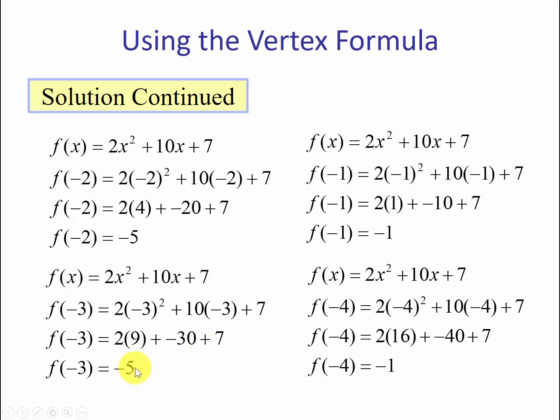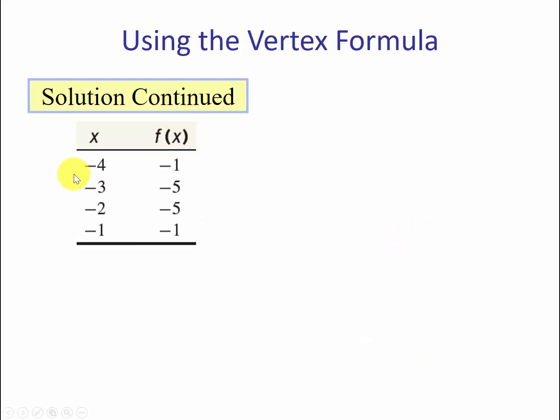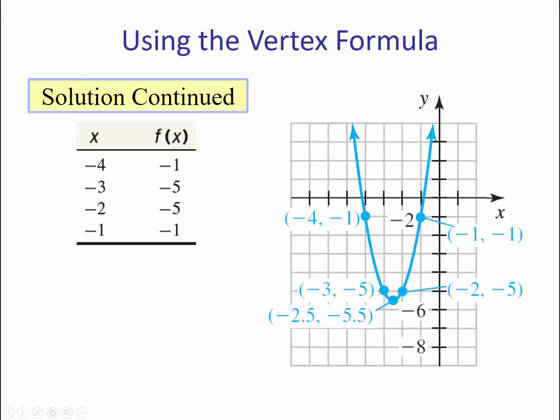And again, here we can see the symmetry in this parabola. With an input of negative 4, negative 3, negative 2, negative 1, I get the corresponding outputs negative 1, negative 5, negative 5, and negative 1. The vertex is somewhere in between negative 3 and negative 2. Plotting these points on graph paper, here we have our vertex at negative 2.5 and negative 5.5, and then here we have the corresponding 4 points that we just computed. Now that's how we do it by hand.